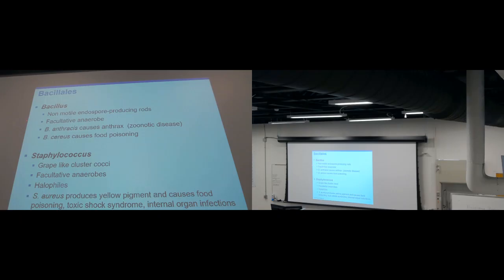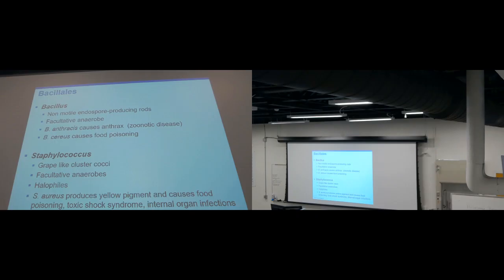And now, when it comes to these Bacillus, Bacillus are endospore-producing rods, and they are not motile. So they don't have flagella to move, and they are facultative anaerobes. Facultative anaerobes means that, again, they can live with or without oxygen, but they prefer to live in the presence of oxygen. And then we have Bacillus cereus that produces food poisoning. Typically, it is contaminating rice.